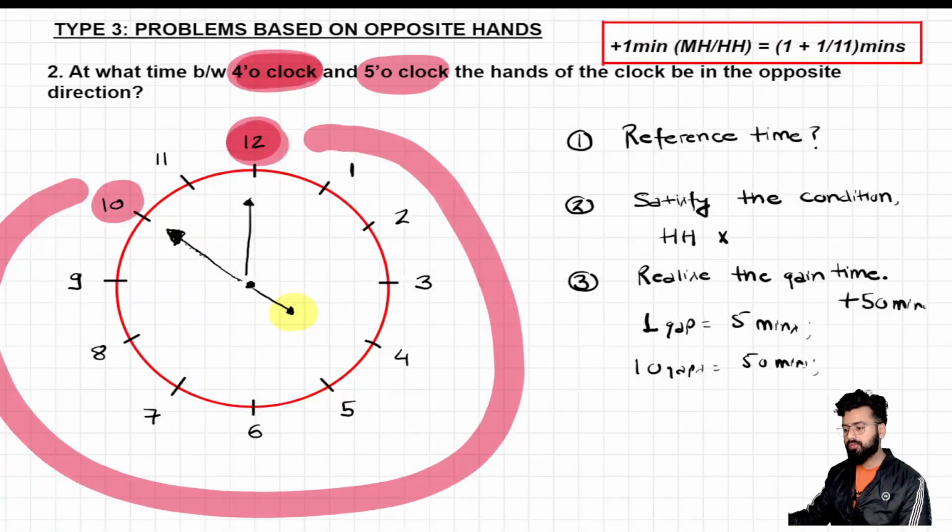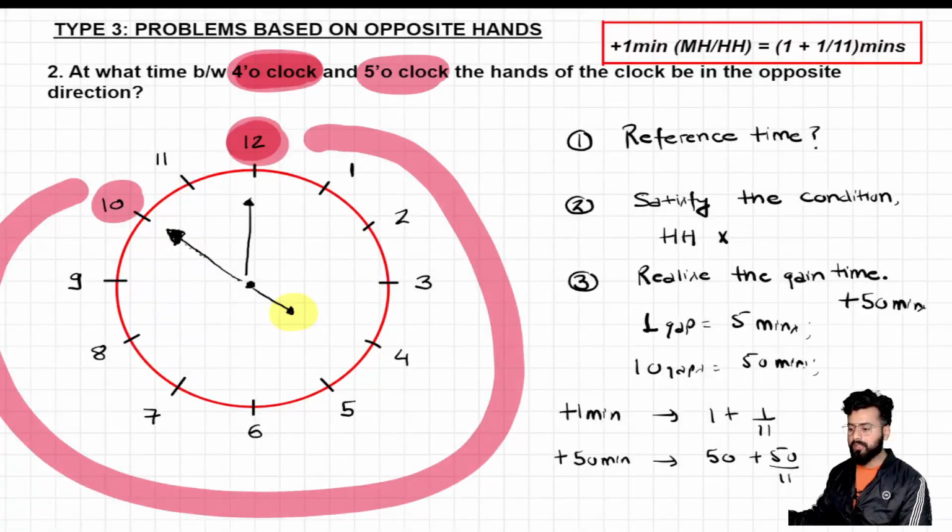Okay. Now again, I'm going to use the same concept. 1 minute gain takes 1 plus 1 by 11 minutes. To make a gain of 50 minutes, 50 plus 50 by 11. Simple. But this time, if you look at the second term, the fraction 50 by 11 is not simplified. So to simplify, I'm going to convert this 50 by 11 into mixed fraction form. Let's write the first part as it is, 50. And then for the second term, you can divide 50 by 11 and convert it into mixed fraction form. So 11 4s are 44 and the remainder is 6.